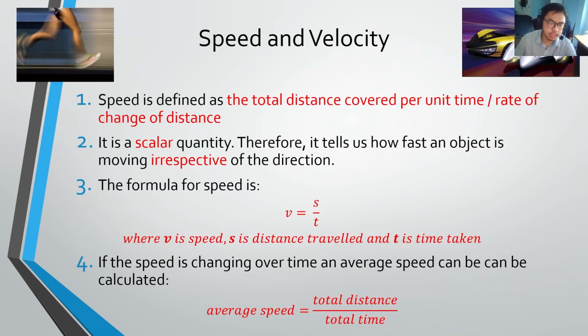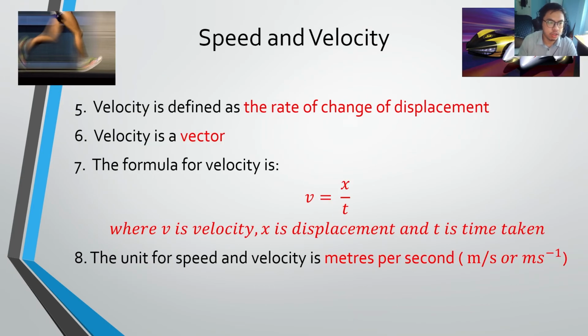So to summarize this video lesson, make sure you understand the meaning of speed, which is written down here. Make sure you know speed is a scalar quantity. Make sure you remember the formula for speed, and then make sure you remember the definition of velocity. You know that velocity is a vector, and you remember the formula for velocity. And also make sure you remember the unit for speed and velocity is meters per second, or you can also write it down this way.